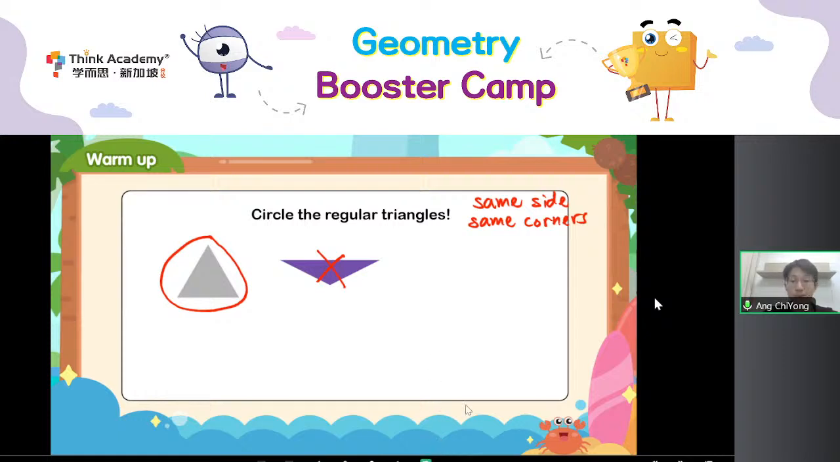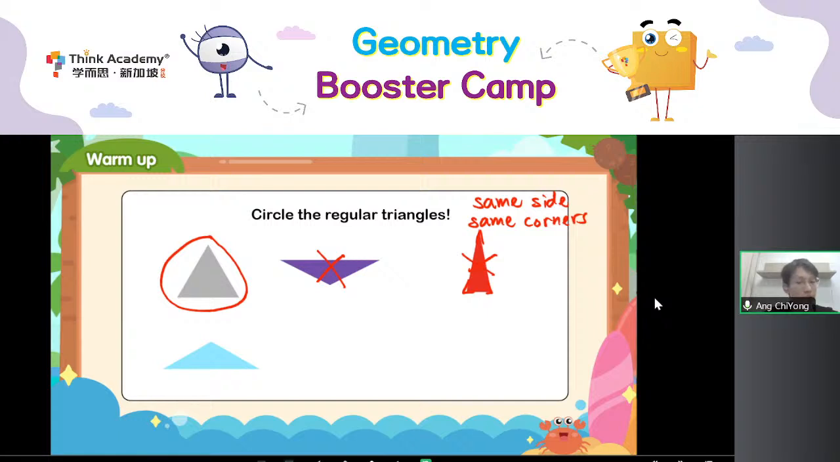What about the next one? We have this one. Again, this one doesn't have the same corners or the same sides. So immediately we can put a cross on it. Very good job. Now, I hope you guys are following. We only want same sides and same corners.